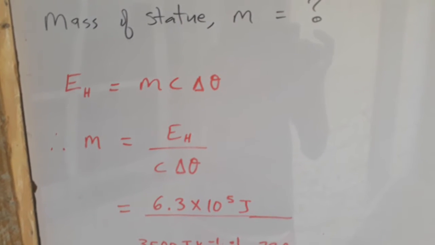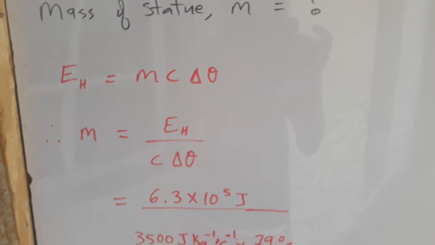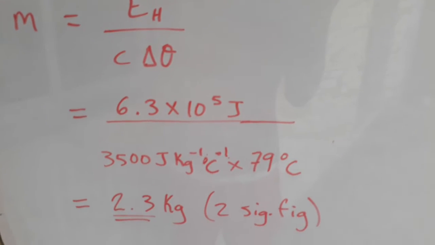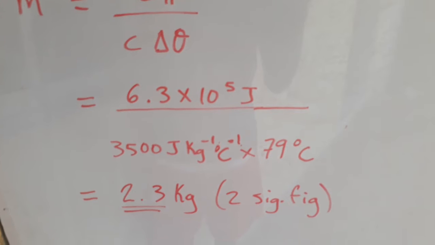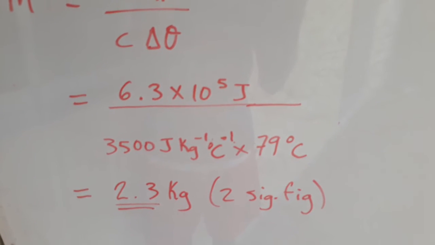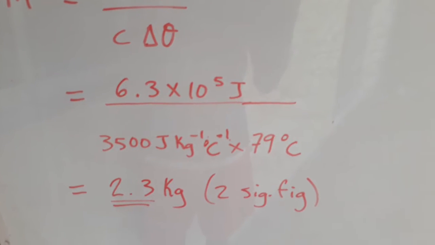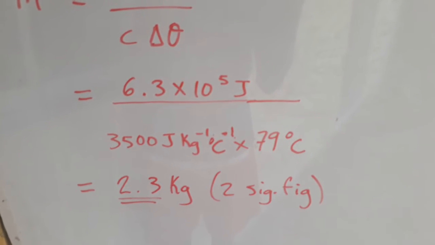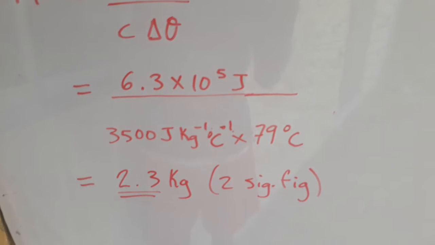m is equal to E_H over c times delta theta. So we have 6.3 times 10 to the 5th joules divided by 3,500 joules per kilogram per degree Celsius multiplied by 79 degrees Celsius. And that gives us an answer of 2.3 kilograms.